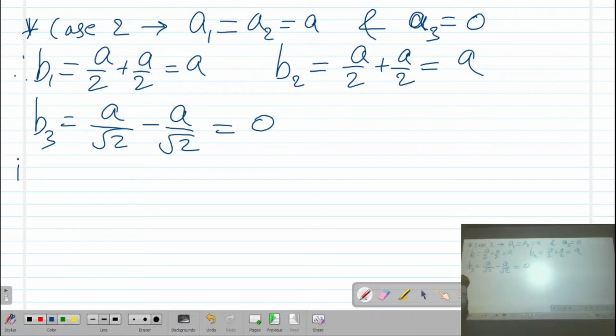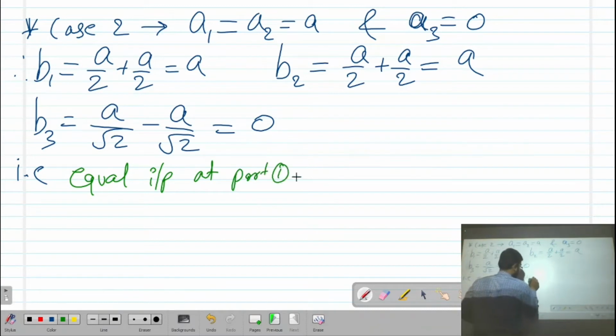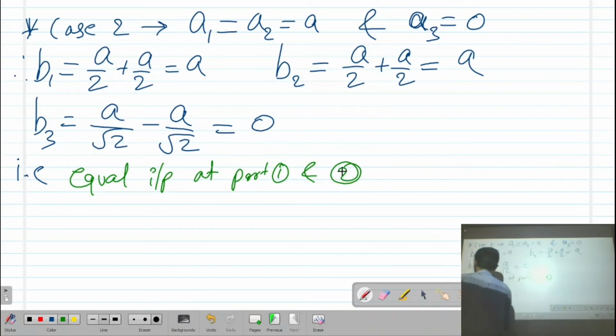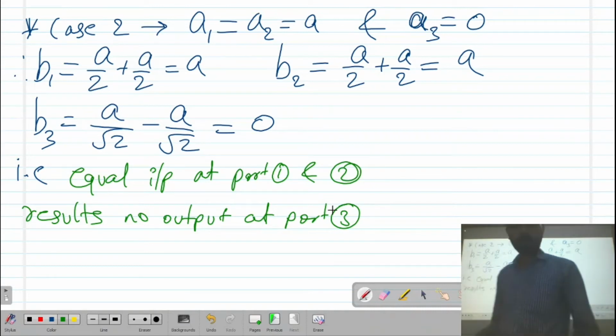That is, equal input at port 1 and 2 results in no output at port 3, right? Results in no output at port 3.